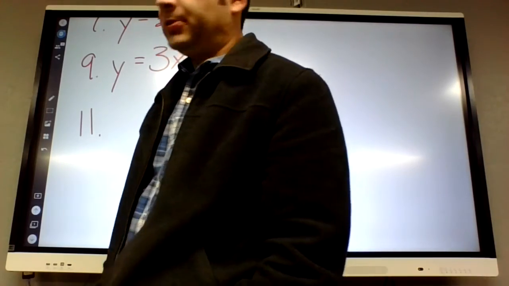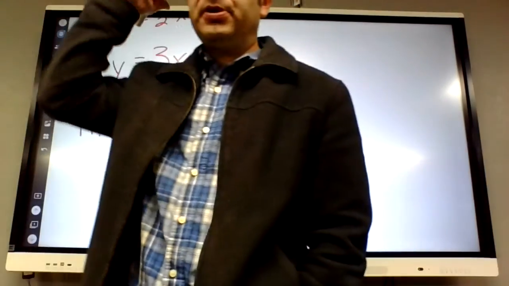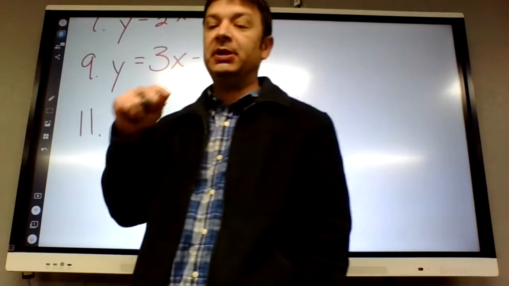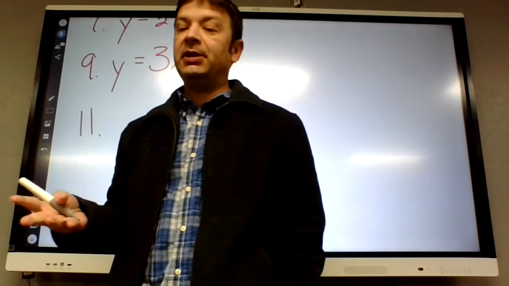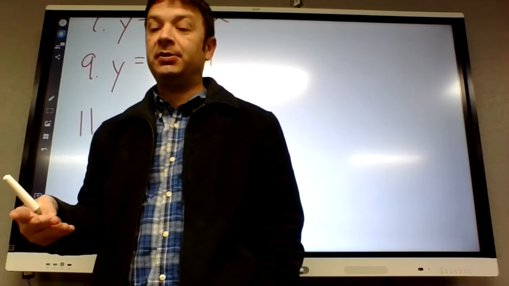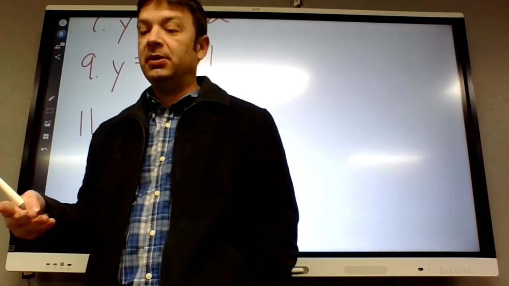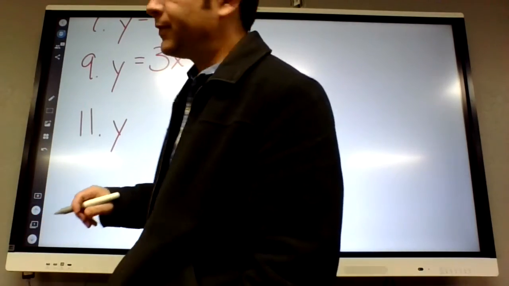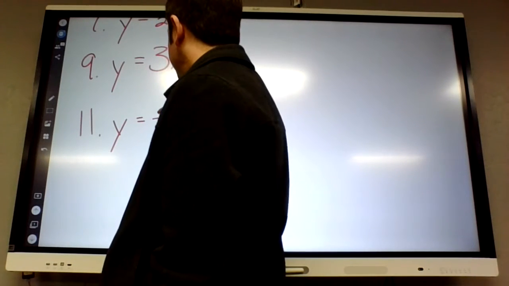Number 11. Write the equation of the line passing through the given point with the given slope. So they're telling us the slope again, but they're not telling us the y-intercept. Okay, so I know the slope, on number 11, is negative 3. I'm going to write that part down.